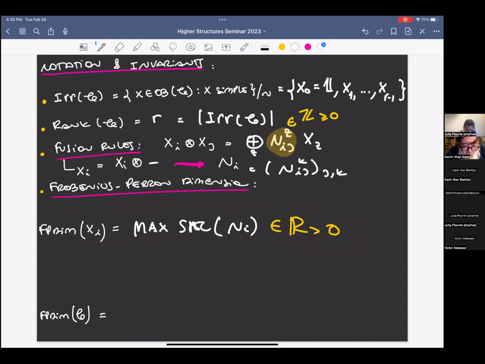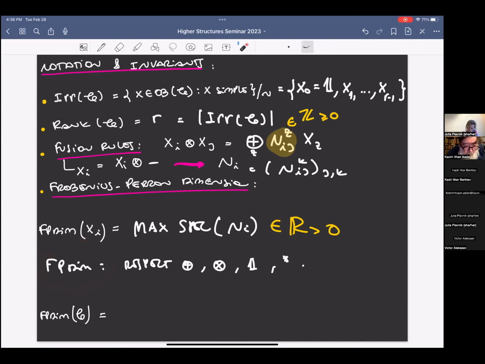One other way to think about this Frobenius-Perron dimension is that it behaves very nicely. It respects direct sum and tensor product, it's unital, and it's invariant under duality. So the Frobenius-Perron dimension of the sum is the sum of the dimensions. The same with the product. The dimension of the unit is 1, and the dimension of x and x dual is the same. So basically, this is giving me a character of the Grothendieck ring, and a very special one.